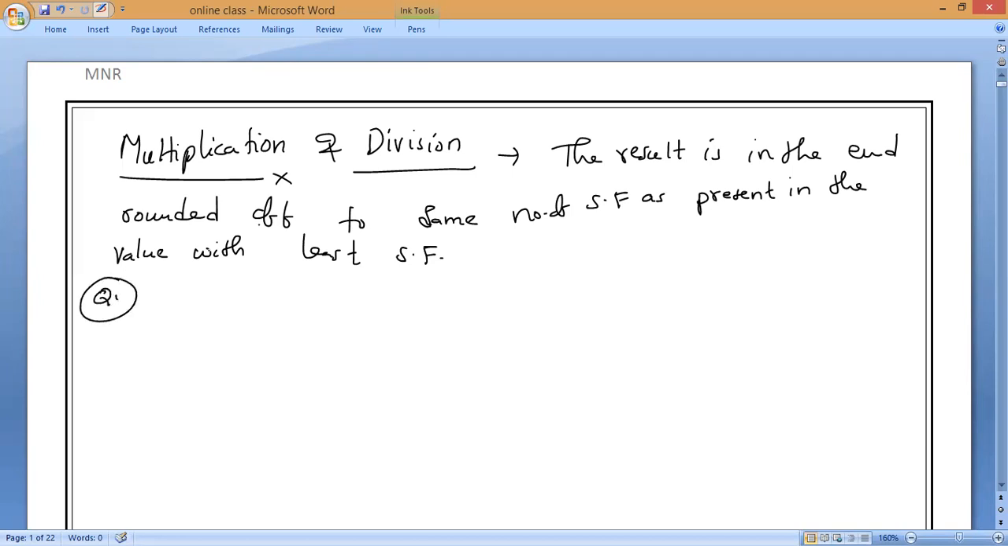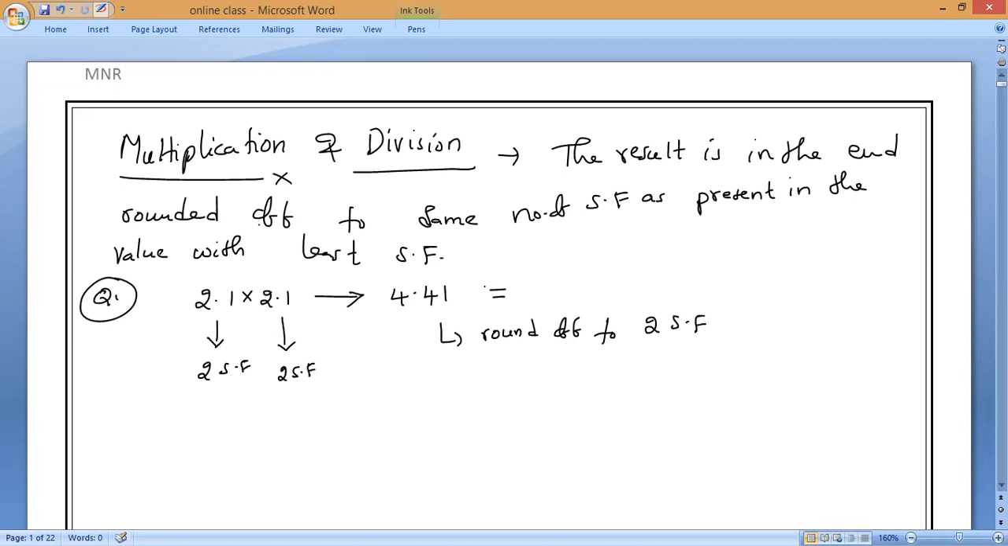So let us take question number 1. All of you observe very carefully. 2.1 into 2.1, multiply it and tell me how much it is. First of all, how many significant figures in this? 2 significant figures. In this also, 2 significant figures. So the least significant figures are 2 only. Now multiply it: 2.1 into 2.1 equals 4.41. We have to make it into the least significant figures, so we round off to 2 significant figures. The answer is 4.4. That is what you have to do.